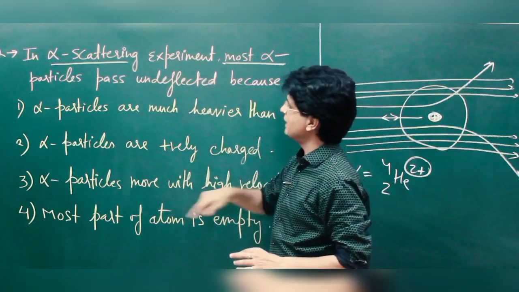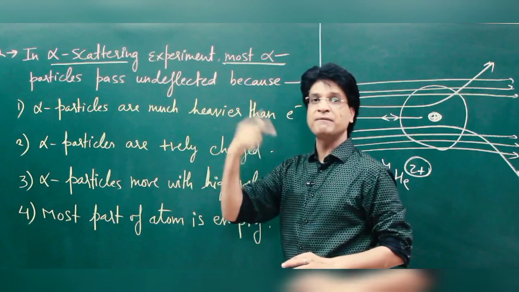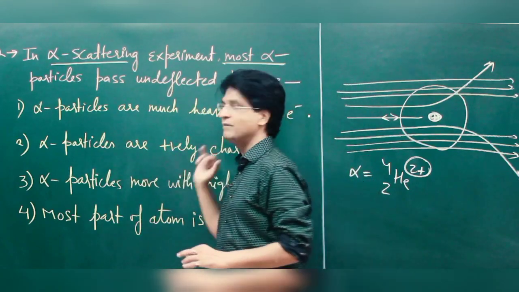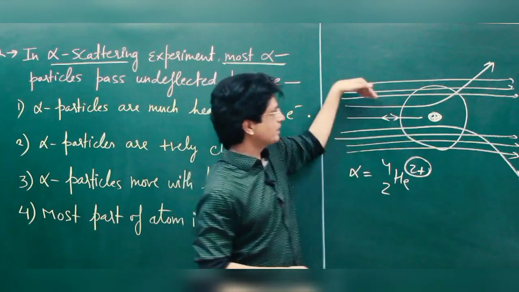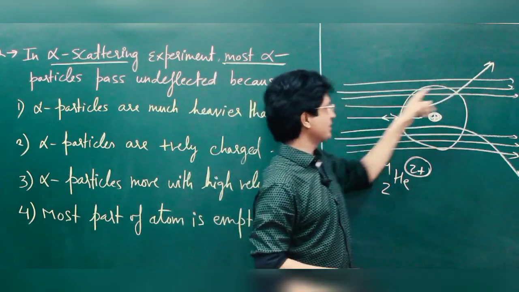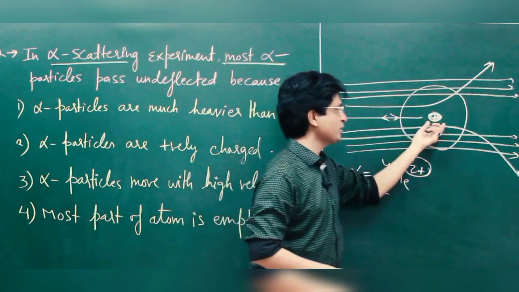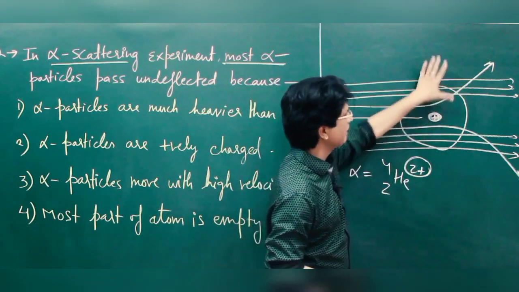If the question was like that, some of the alpha particles are deflected because alpha particles are positively charged, then this sentence would have been the correct answer of the question. Some alpha particles are deflected because alpha particles are positive, and the nucleus is also positive, so they will repel.